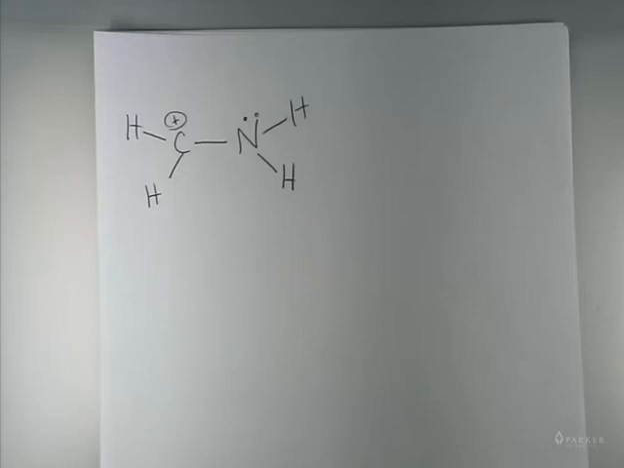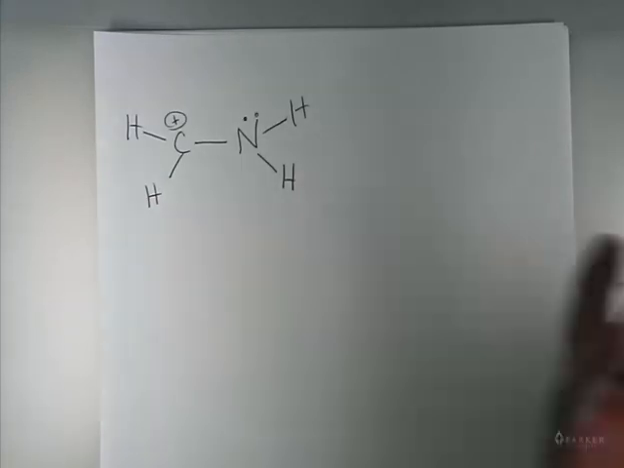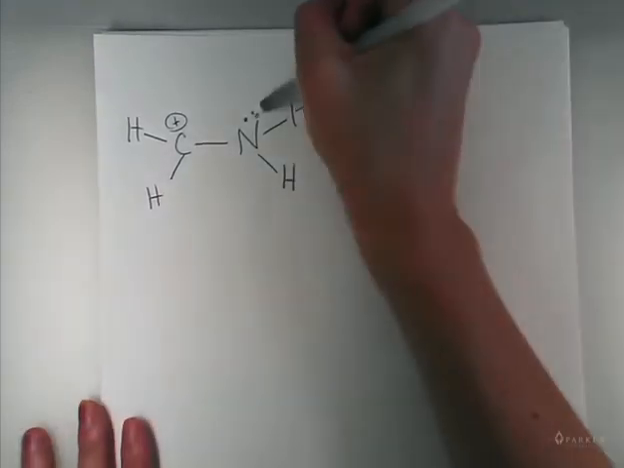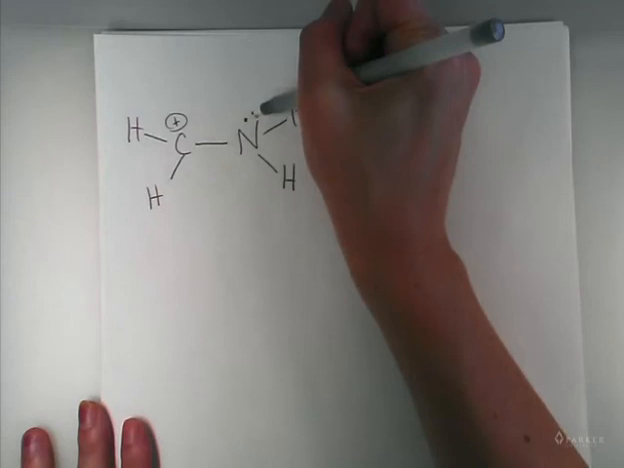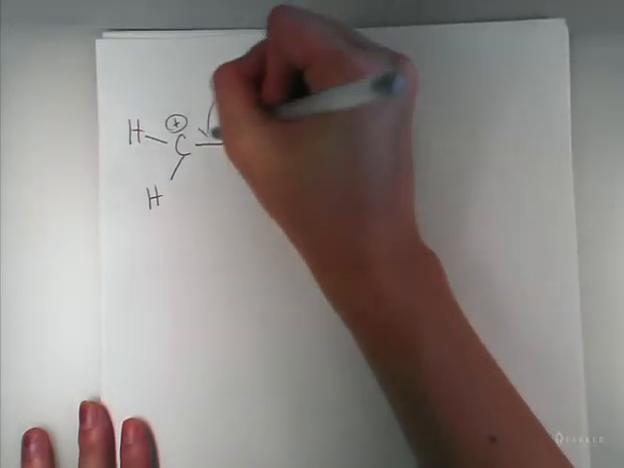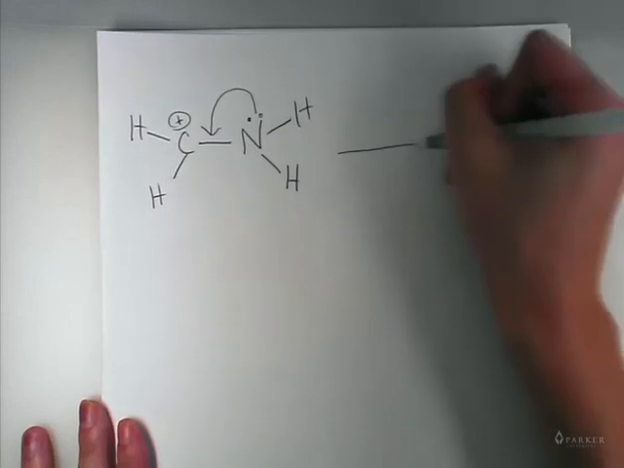All right, is there a negative on here? No. So it makes it a little bit harder where to start. Okay? So let's think about what we can move. Can we move any of our single bonds? No. Do we have any double bonds or triple bonds in here? No, but what do we have? A lone pair. So let's start there. Where do I move it? To the carbon to make a bond right there.